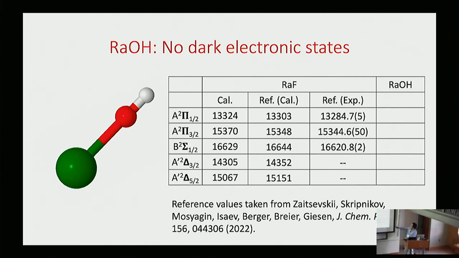So here we use a calculation for radium fluoride to benchmark our calculation, and here we compare with high-quality calculations in the literature. It's pretty good. I only show two numbers here, just to show that the delta state is above the pi state. So there is no dark state here.